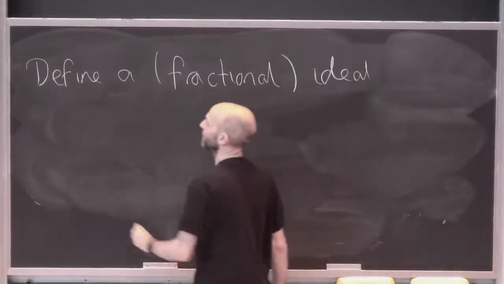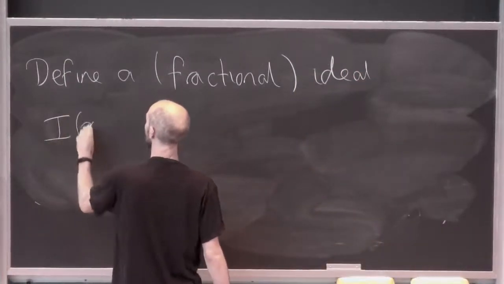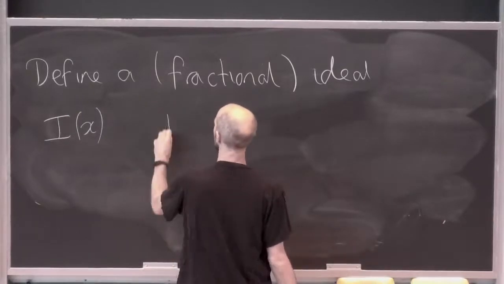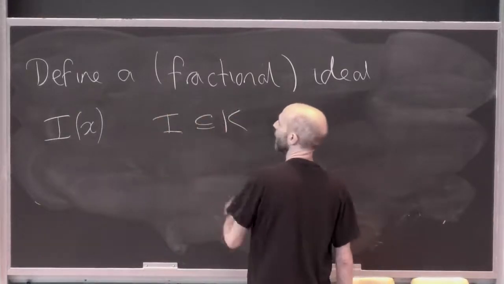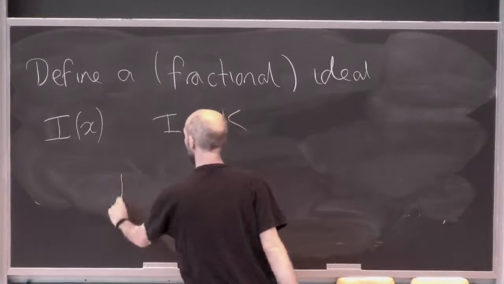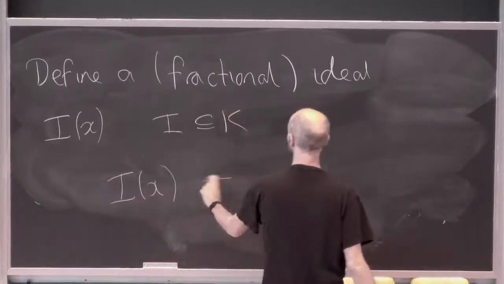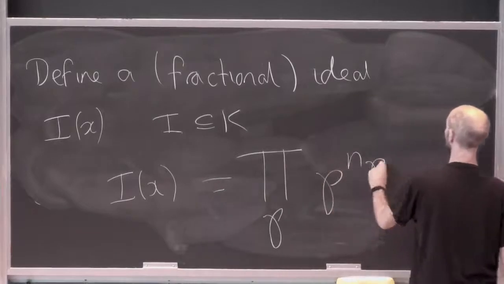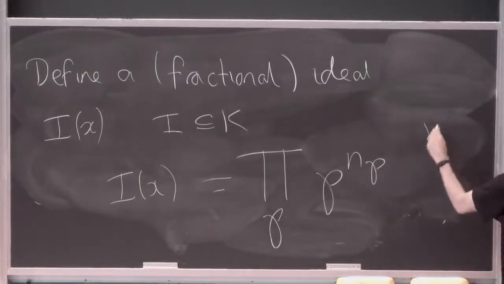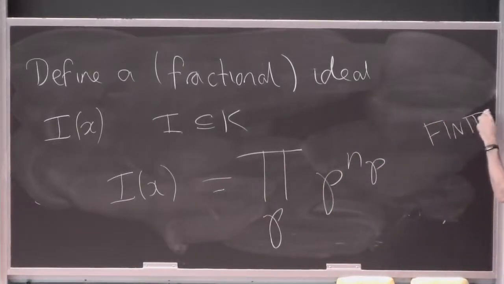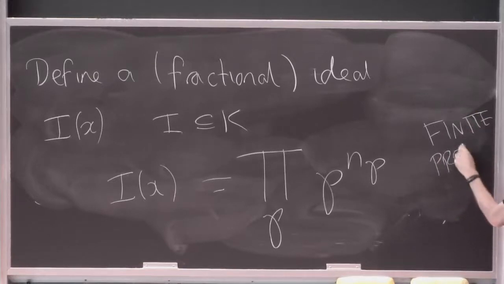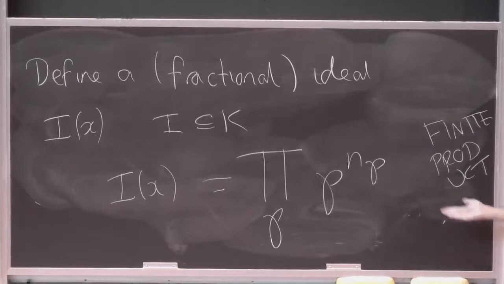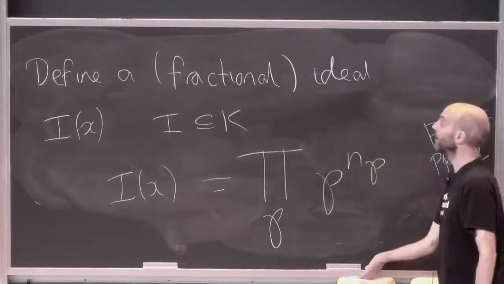Right? It's just kind of I of x, right? So this is some ideal living in k. All the integers are released. So I of x is simply the product over all primes p of p to the power n_p. That's a finite product. That's what the idels give us, right? It's just a finite product. It's just an ideal of the integers of k.